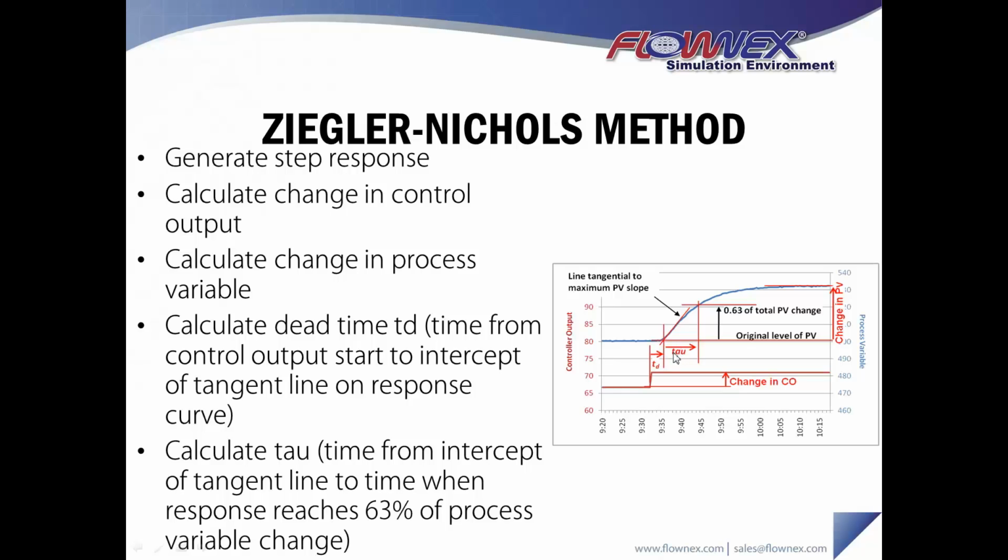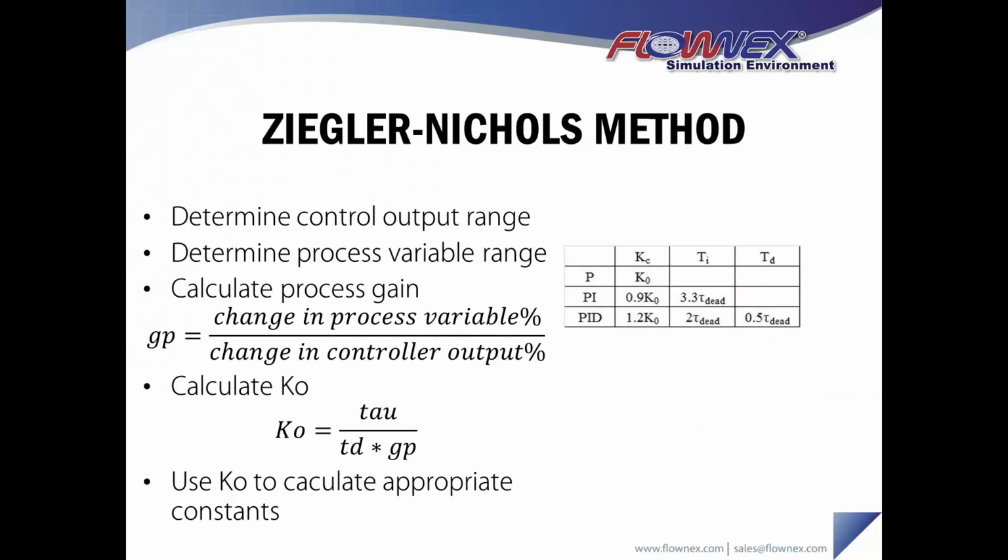Then after that you calculate tau, which is the difference of this time intercept, until the time where your process variable reaches 63% of the final value. After this, you need to determine your process gain. For this, you need to determine your control output range and your process variable range.